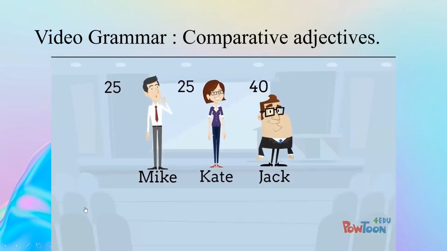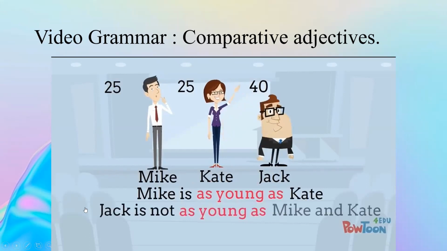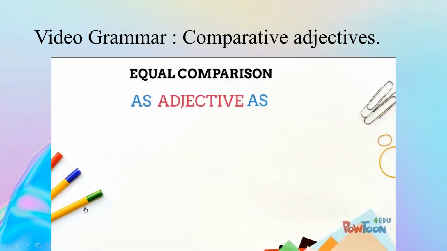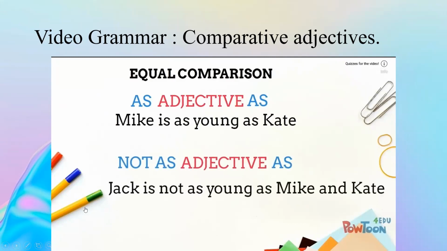Mike and Kate are 25 years old. Jack is 40. So Mike is as young as Kate. And Jack is not as young as Mike and Kate. To make an equal comparison, we use the formula as, adjective, as. For example, Mike is as young as Kate, or its negative variant, not as, adjective, as. Jack is not as young as Mike and Kate.